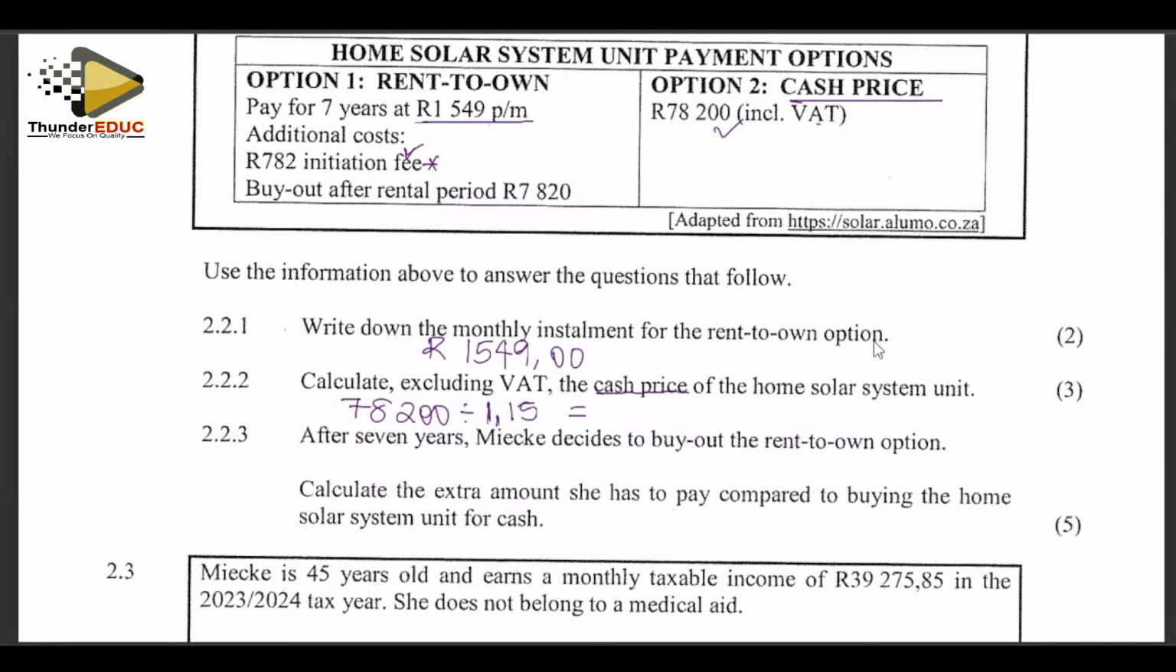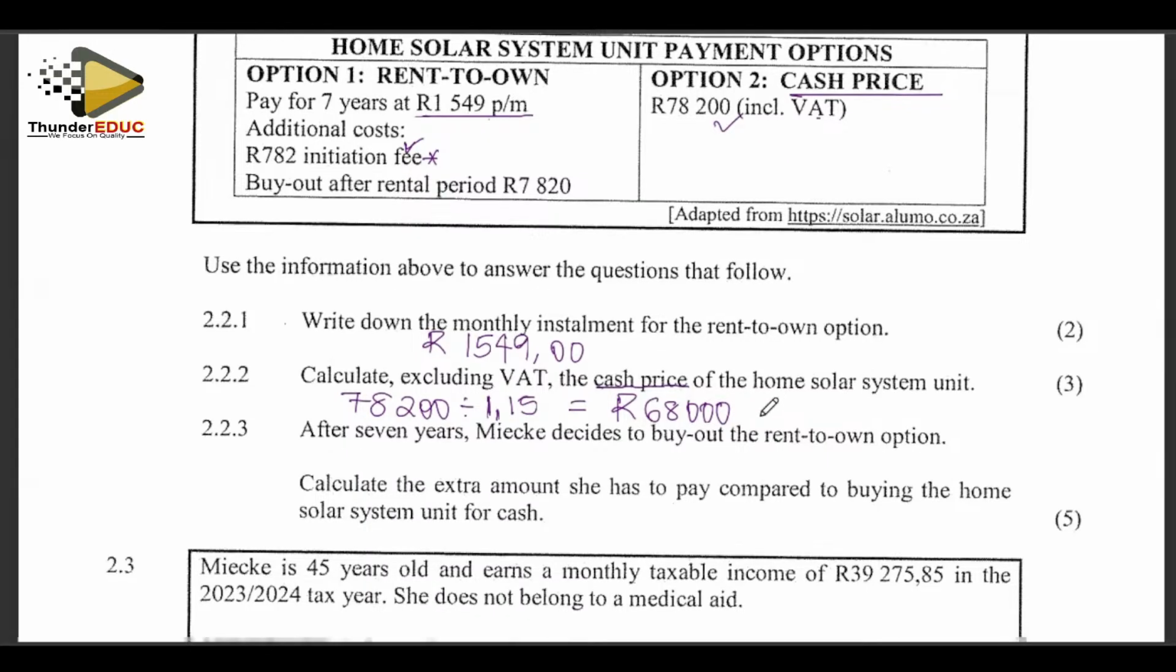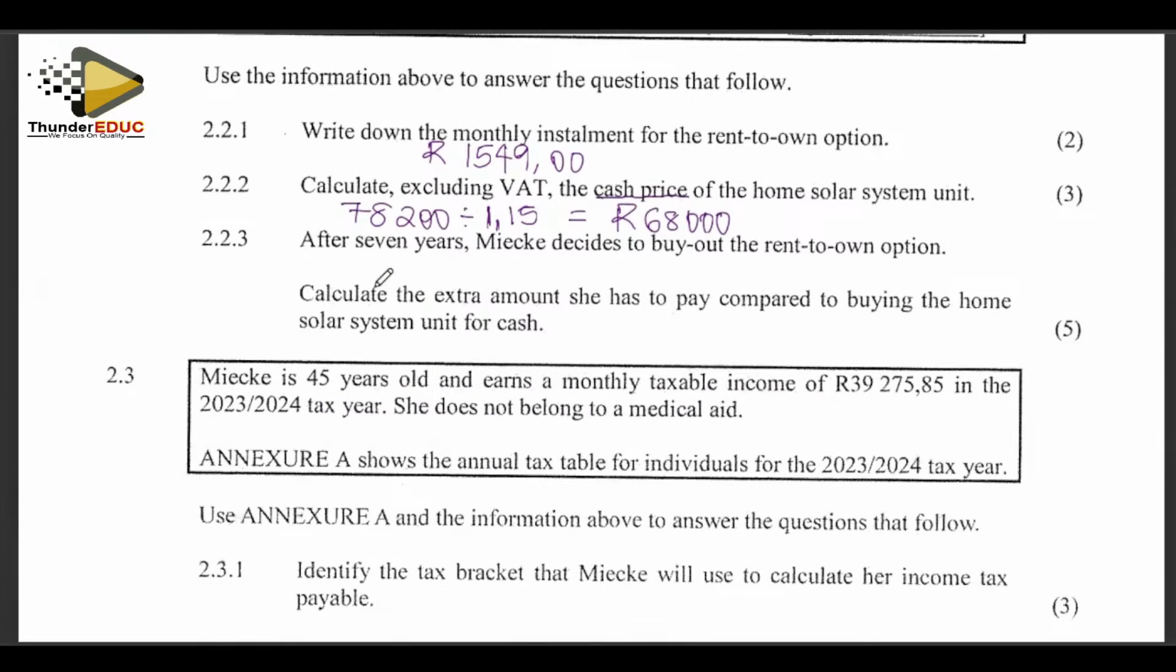1,15, which is, you have it as 68,000 when you exclude VAT. You exclude VAT, you get it as that much. Okay, we will go to the other question, which is 2.2.3.